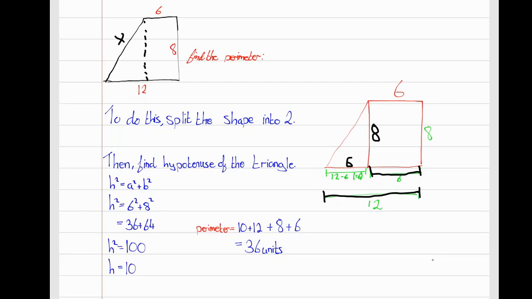Using Pythagoras down here, we have h squared equals a squared plus b squared. H squared is 6 squared plus 8 squared, which works out to be 100, and then taking the root on both sides, we have h equals 10. We then have 10 here, so all we need to do is sum together 10 plus 12 plus 8 plus 6, and we get 36 units.